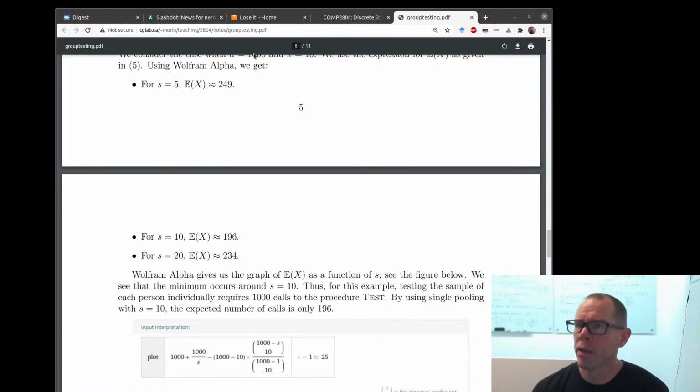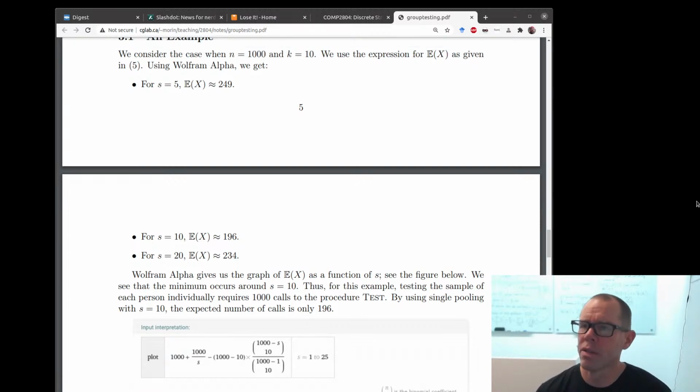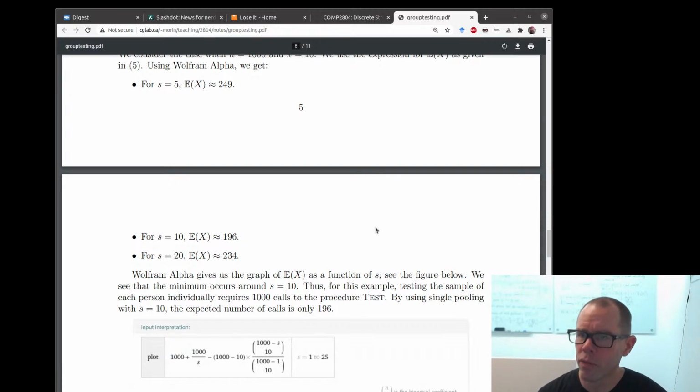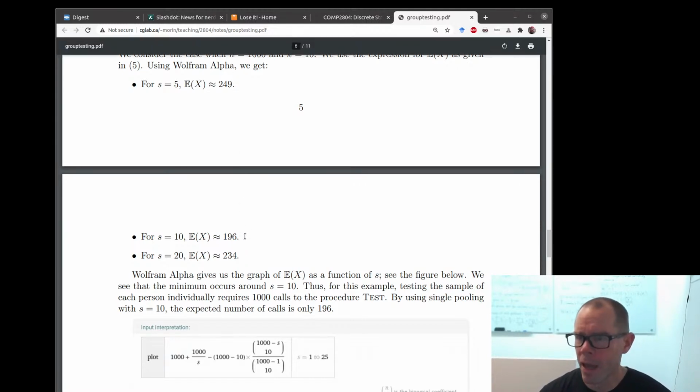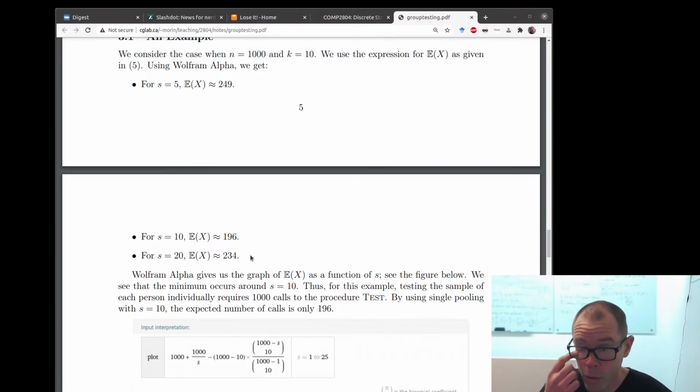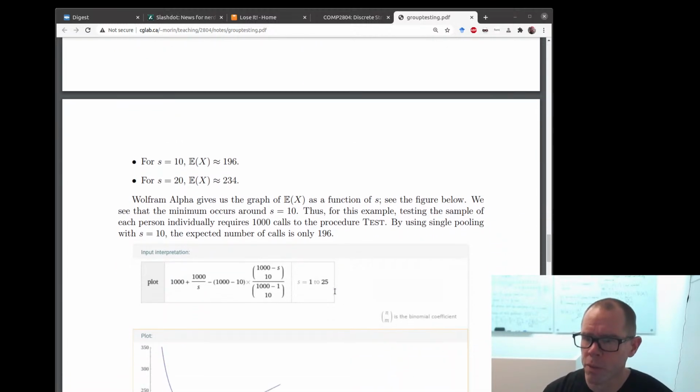So from the textbook, N is 1,000, K is 10. So you have 1,000 people, 10 of them are infected, so that is an infection rate of 1%. And if you use groups of size 5, then you require about 249 tests. This is just evaluating that formula numerically. And if you use groups of size 10, you get 196 tests. And if you up the group size again, you get 234 tests. So somehow between 5 and 20, it dips down to 196 with group size 10, and then goes back up again to 234.